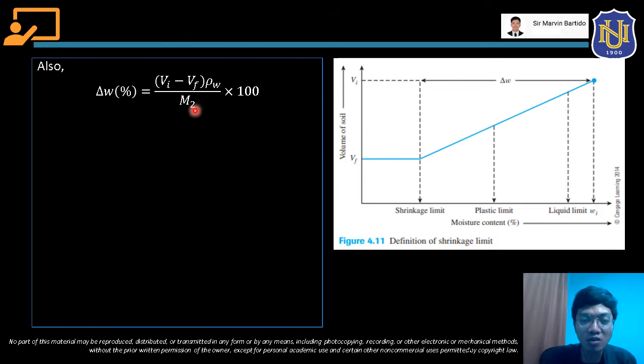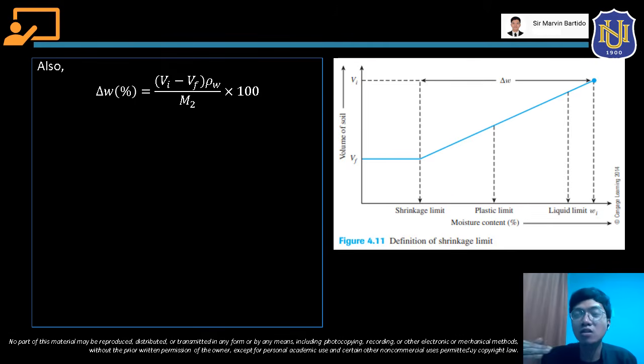In this case, it is V sub I minus V sub F. V sub I is the initial volume of our wet soil, right? And V sub F is the final volume of our soil. So when you take the difference, V sub I minus V sub F, that is actually the volume of water. Right, this is actually the volume of water. And then we need to convert that volume of water into mass of water.